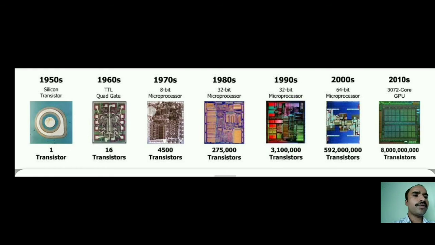Then in 2000 it was a 64-bit microprocessor. Here also the transistor count increased, and in 2019 it was a 3072-core GPU. It is an advanced version of the CPU which contains a huge number of transistors. That's why in a single chip we can store more and more data. So that is about memory.